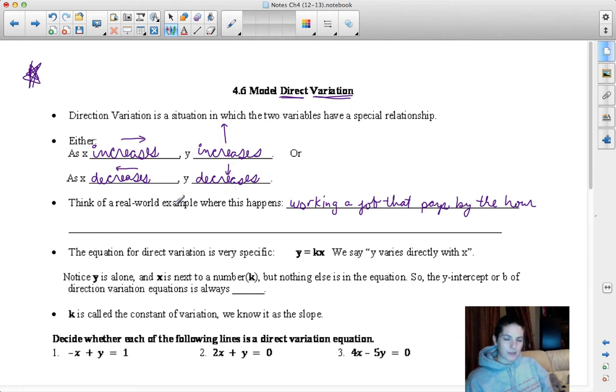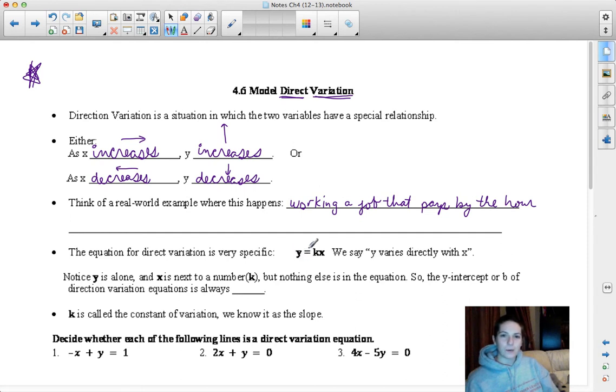Now, a real world example. Think about it like this. If you work at a job that pays by the hour, when you work more hours, you get more pay. You work less hours, you get less pay. Thanks, Peanut. Less pay.